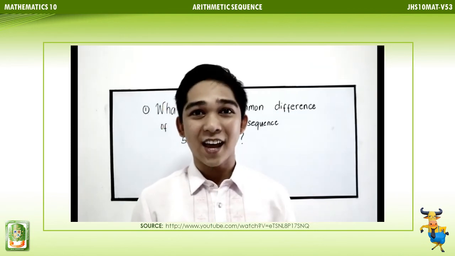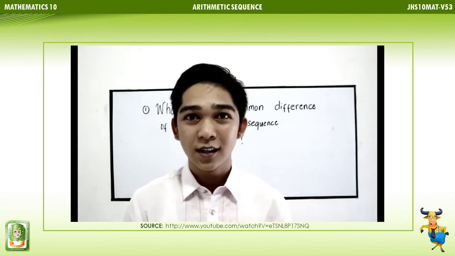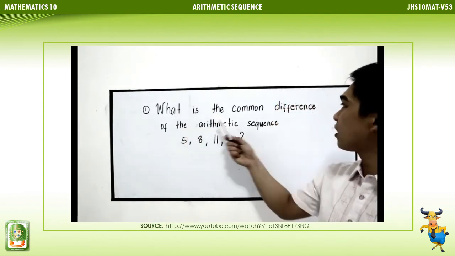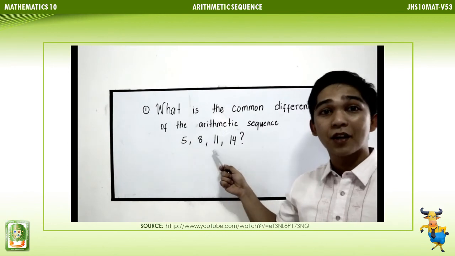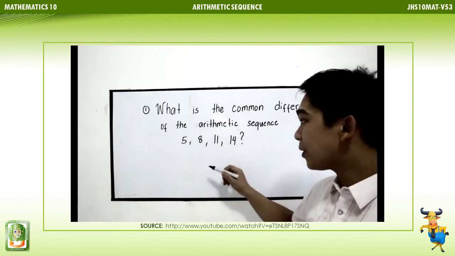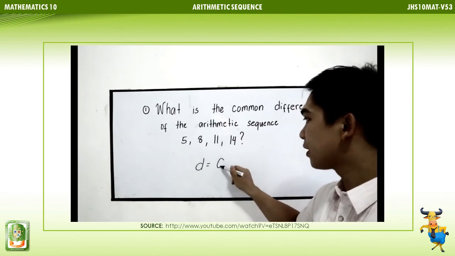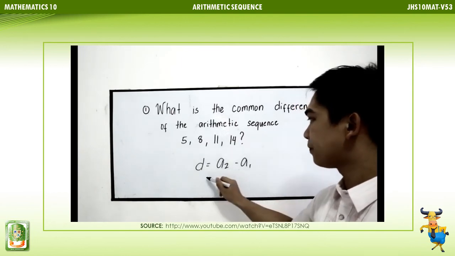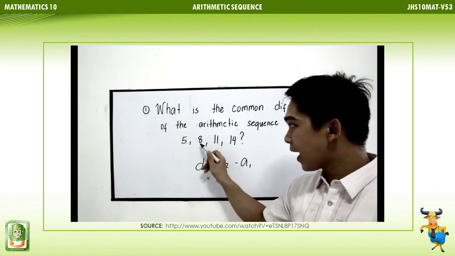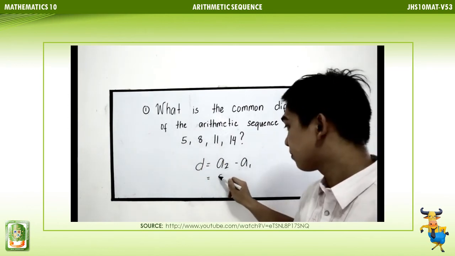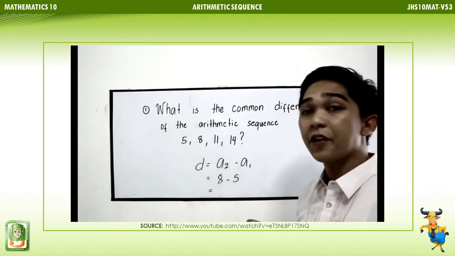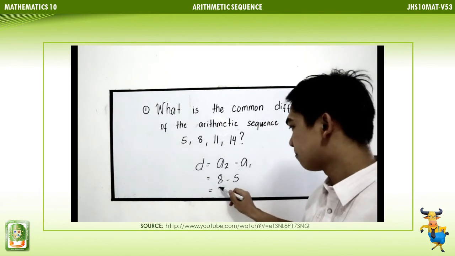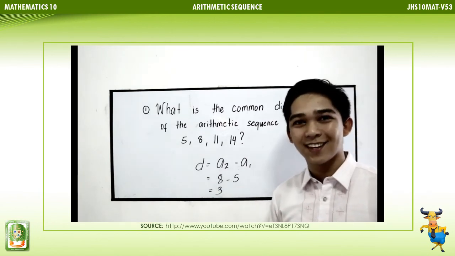Now let us check your understanding. Let's try some different examples from your lesson 1. Number 1, what is the common difference of the arithmetic sequence 5, 8, 11, 14? So the formula is D is equal to A2 minus A1. A2 is 8 minus A1, which is 5. The difference is 3. So the common difference is 3.